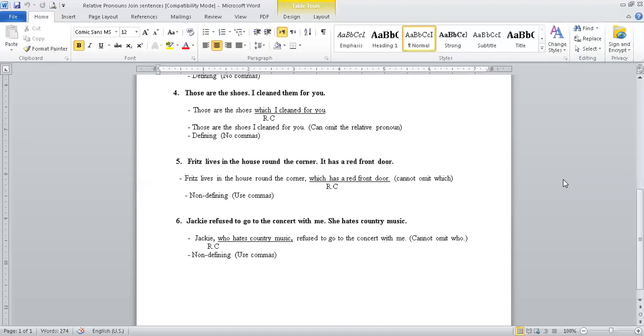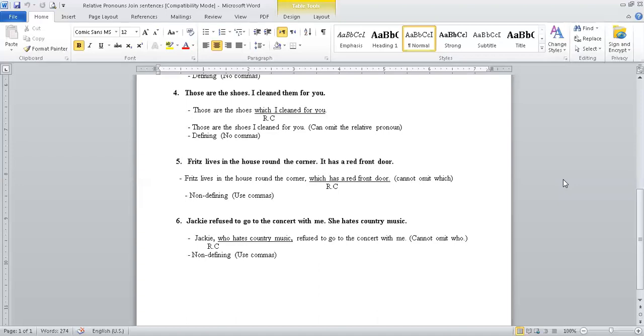Okay, number 6, Jackie refused to go to the concert with me. She hates country music. She refers to Jackie. Okay, Jackie, we want to define Jackie. Jackie, who hates country music. Who is immediately after Jackie. I must put the relative pronoun directly after the person or something we want to define. So Jackie, who hates country music, refused to go to the concert with me.